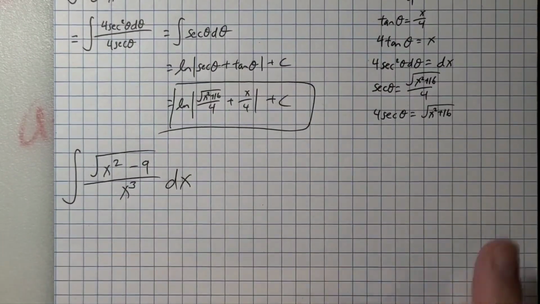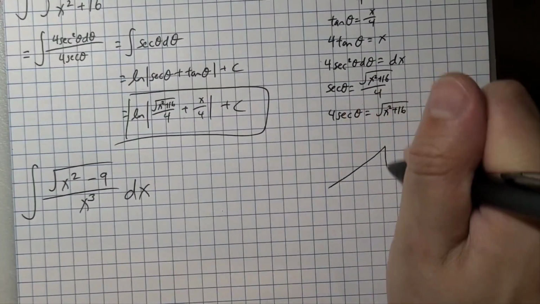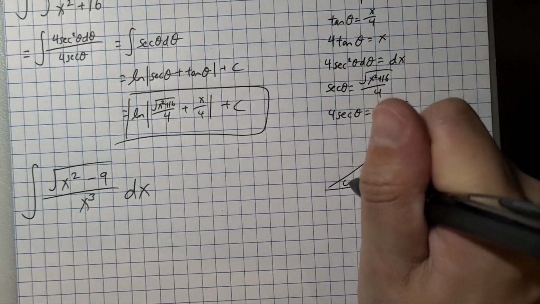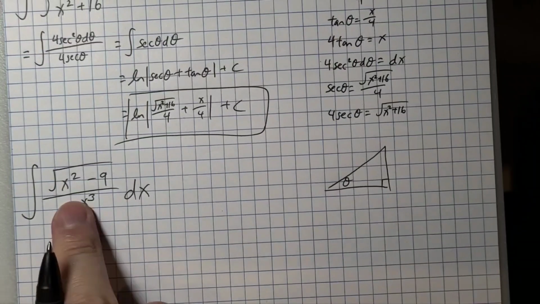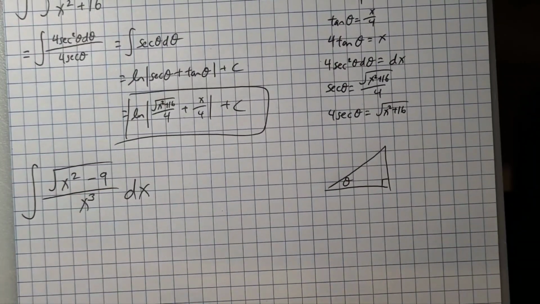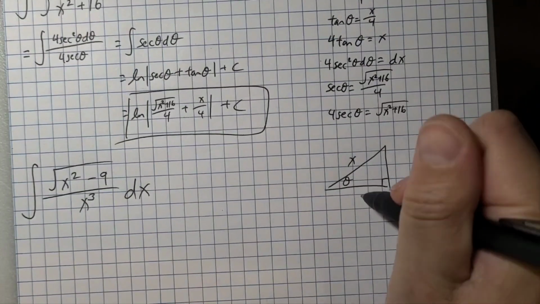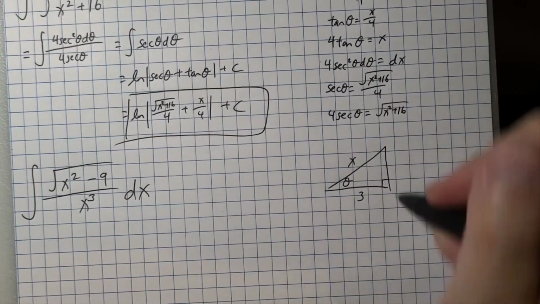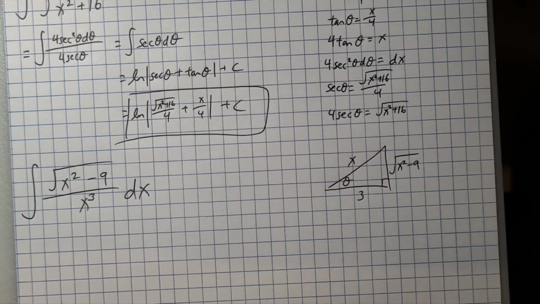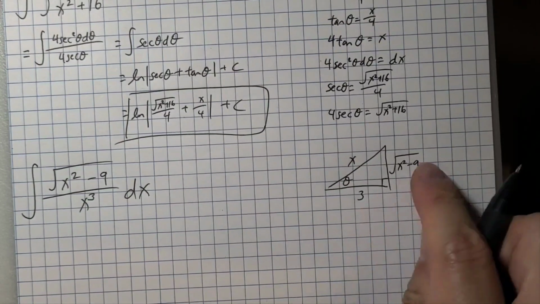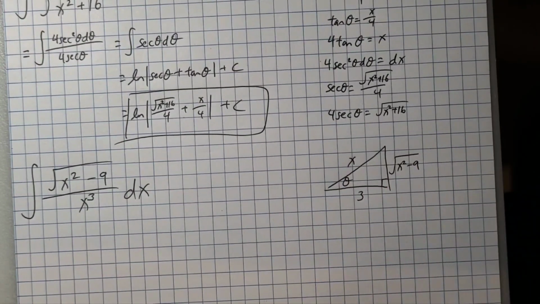Next one. This one, let's set up a triangle first. For these trig substitution problems, always get in the habit of setting up a triangle first. This is my tip for you. We have something squared minus something squared, so we know that x is the hypotenuse. We know that 3 is one of the sides, and then we have square root of x squared minus 9 as the other side. Again, if you flip these two sides, it won't matter. You'll get a different trig relation.